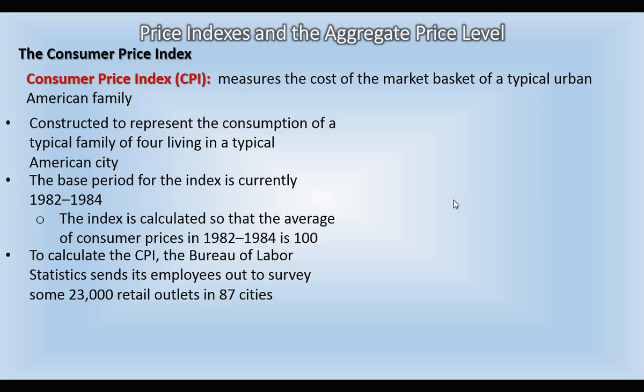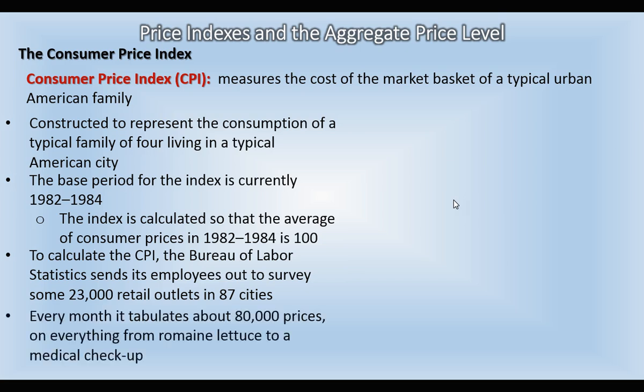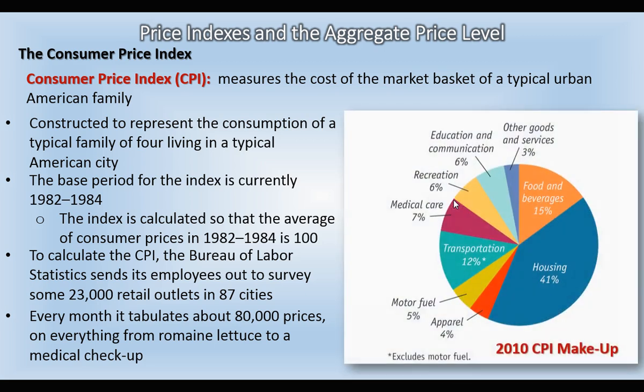To calculate the CPI, the Bureau of Labor Statistics sent its employees out to survey some 23,000 retail outlets in 87 cities. Every month, it tabulates about 80,000 prices on everything from romaine lettuce to medical checkups. So this is the 2010 CPI makeup. Out of the market basket, you've got a large portion of it being housing. So housing is one of the strongest elements within this market basket that tells us what is happening to overall prices in the economy.